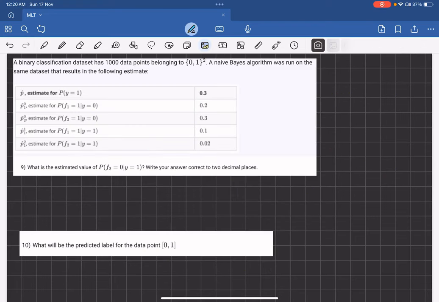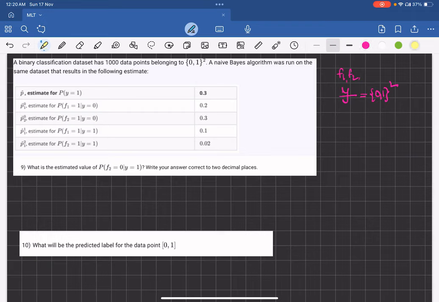A binary classification data set with 1000 data points belonging to {0,1}^2, right? So what does this mean? This means that we have two features f1 and f2, right? That is why the feature space is represented as script f, which is nothing but {0,1}^2. Okay, fine. And the naive Bayes algorithm is run, and we already have the estimates here. The question says what is the estimated value of probability f2 equal to 0 given y equal to 1.